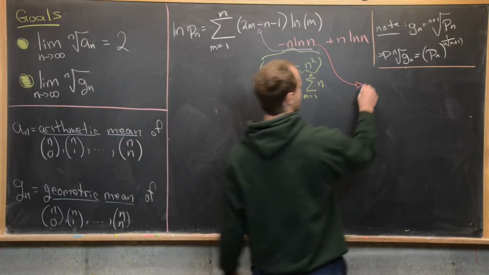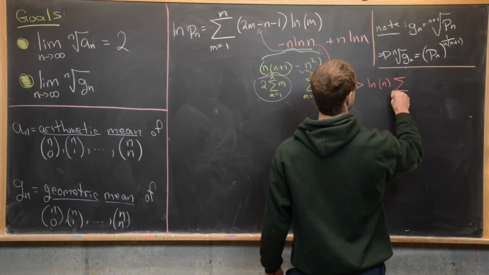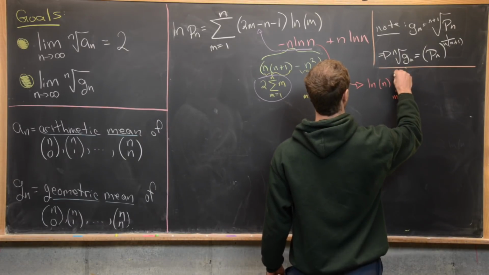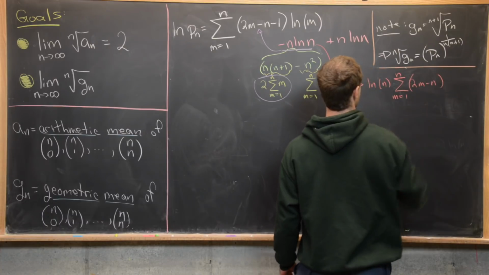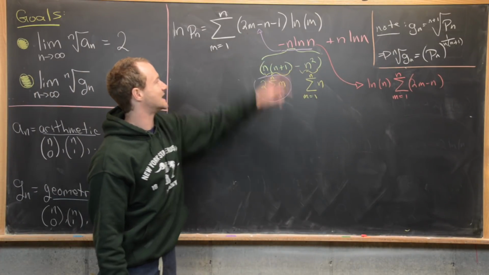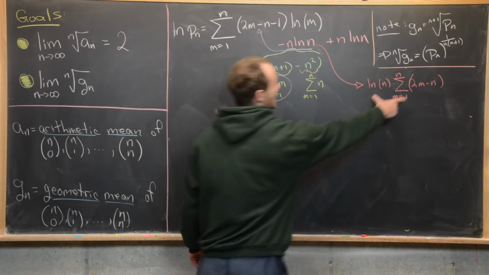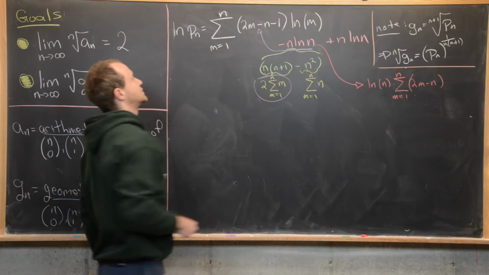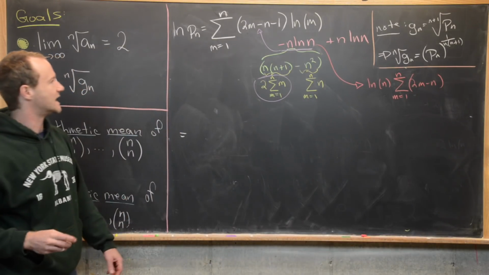So let's maybe go ahead and write that down. So that's going to be the natural log of n times this sum as m goes from 1 to n of 2m minus n. Great. But notice we've got a 2m minus n in here, and so that's lucky. We want to combine this guy with the 2m minus n that's in the sum that we already have. So let's maybe go ahead and do that.